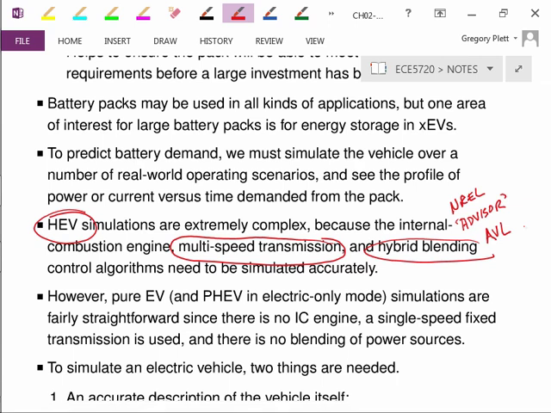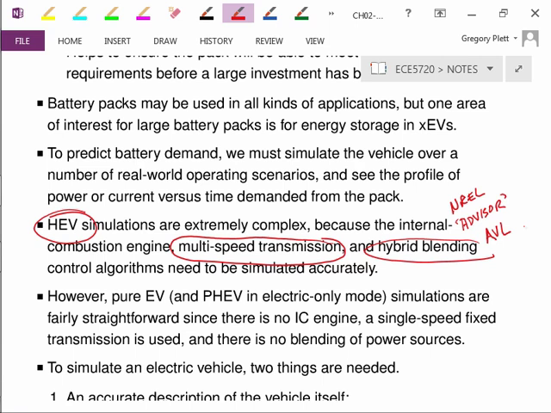We're going to look at a simpler problem. We're going to look at a pure electric vehicle simulator, which also corresponds to what a plug-in hybrid or an extended range hybrid would be doing when it's operating in electric-only mode, when the internal combustion engine is off and it's simply running on its motors. These simulations turn out to be quite straightforward. There's no internal combustion engine. The transmission is generally a single-speed fixed ratio transmission, just a gearbox really, and there's no blending of power sources because only one power source is being used.